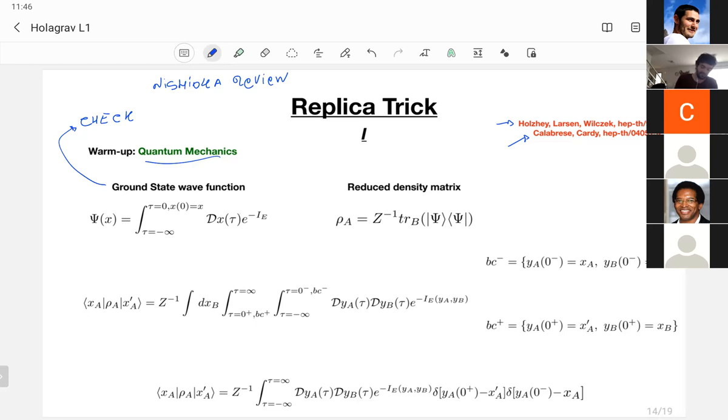You are doing an integration, a path integral. This is the action, the Euclidean action. And these are your boundary conditions, these two, the initial and final time. With this density matrix here, I put it there just by normalization. The reduced density matrix can be written as the trace over a subsystem B of this object.